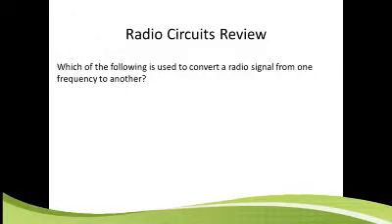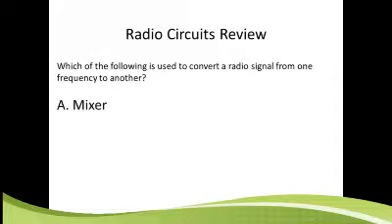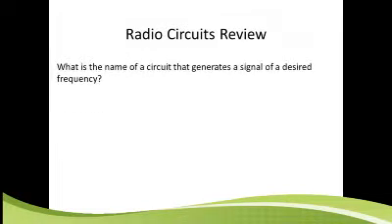What kind of circuit is used to convert a radio signal from one frequency to another? We showed several of them. A mixer, where you mix two different frequencies, and then you actually have two other frequencies, the addition and subtraction of the two frequencies, the plus and the minus, but then you filter that to get whatever you want. But the kind of circuit that's used to convert a radio signal from one frequency to another is a mixer. What's the name of the circuit that generates a signal at a desired frequency?